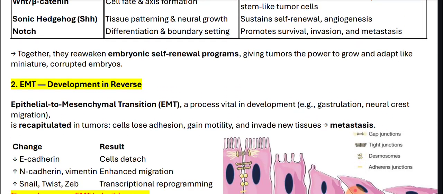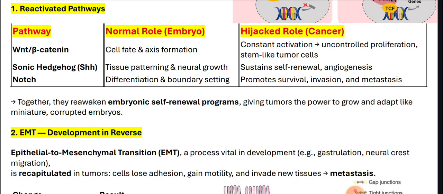Okay. What about Sonic Hedgehog? Shh. Normal role, patterning tissues like the neural tube and limbs. Hijacked role: when constitutively activated, often via mutations in PTCH or Smoothened, it promotes tumor self-renewal, allowing cancer stem cells to persist and drives angiogenesis, helping the tumor build its blood supply. Inhibitors targeting this pathway are now used for cancers like basal cell carcinoma and medulloblastoma.